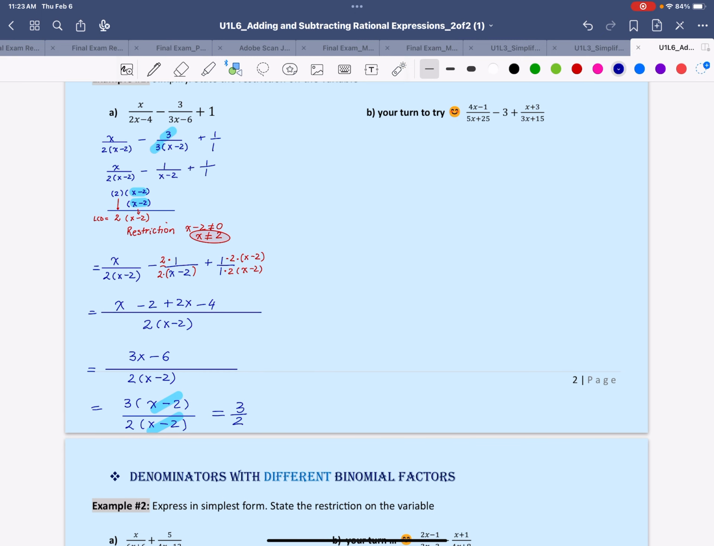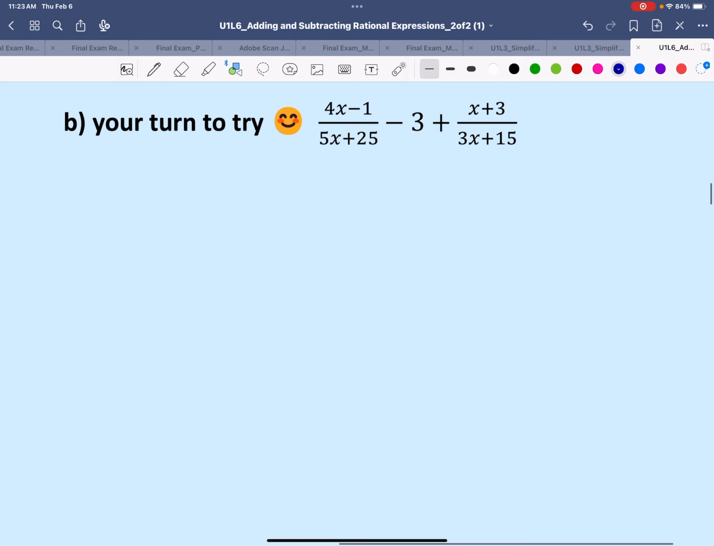All right, so in the next example, you have another rational expression to simplify. I encourage you to try this on your own. I'm going to go over it as well. You may pause the video and try to do it on your own and then check the answer later.